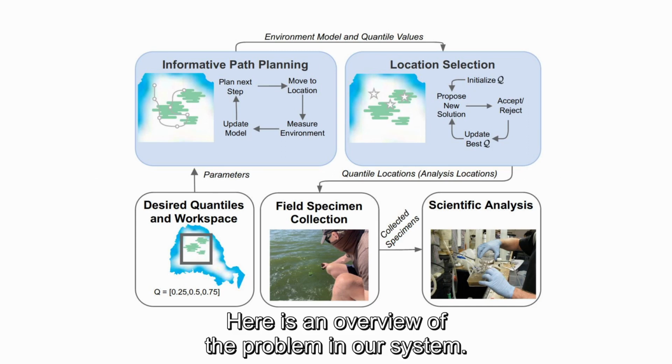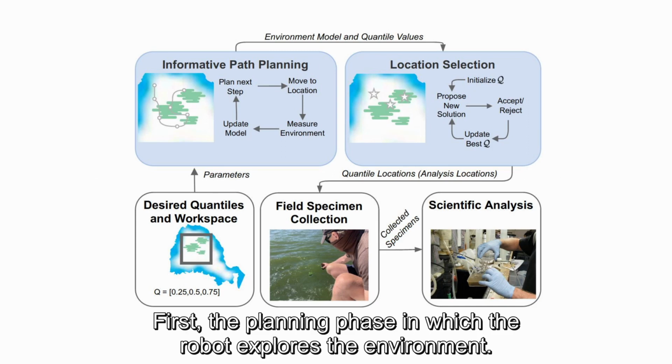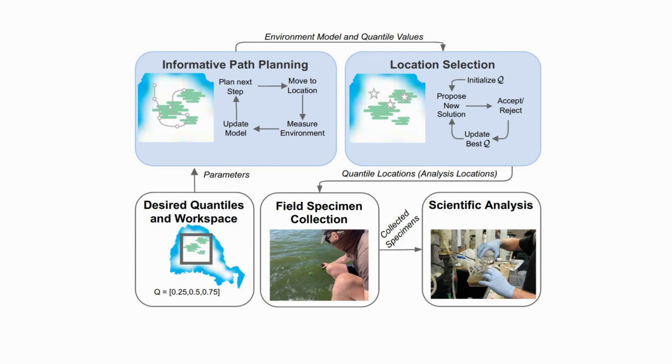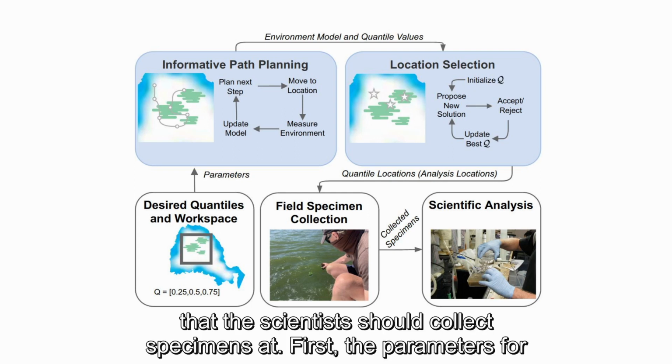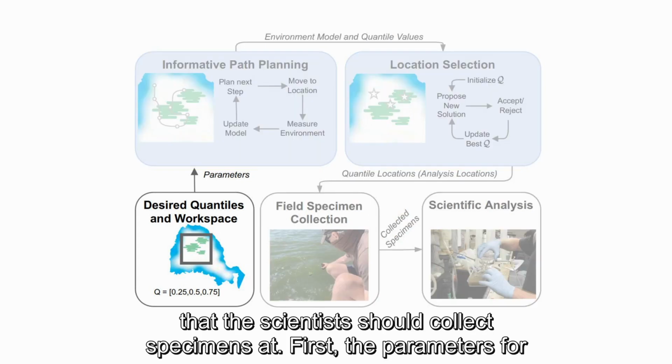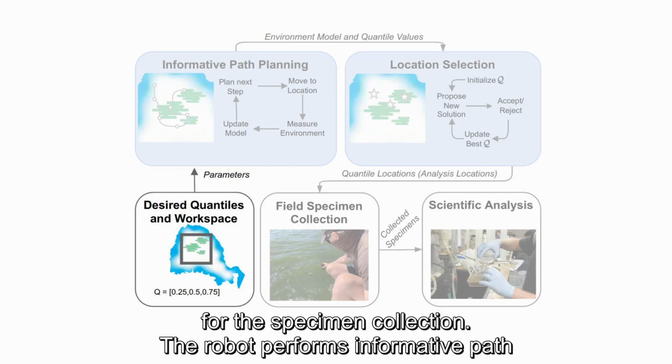Here is an overview of the problem in our system. There are two main phases that we focus on, which are shown in blue. First, the planning phase when the robot explores the environment. The second is location selection, when the robot uses the survey to propose locations in the environment that the scientists should collect specimens at. First, the parameters for the robotic survey are chosen, such as the bounds of the area and the quantiles for the specimen collection.